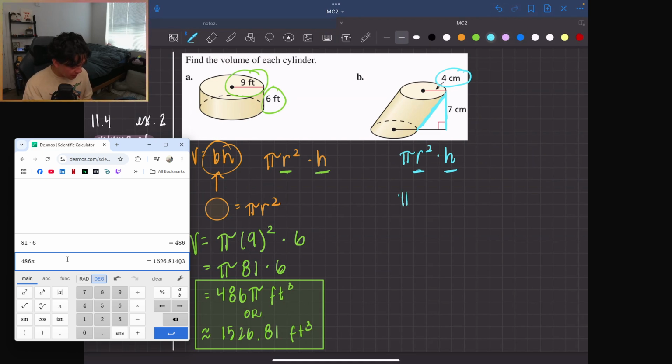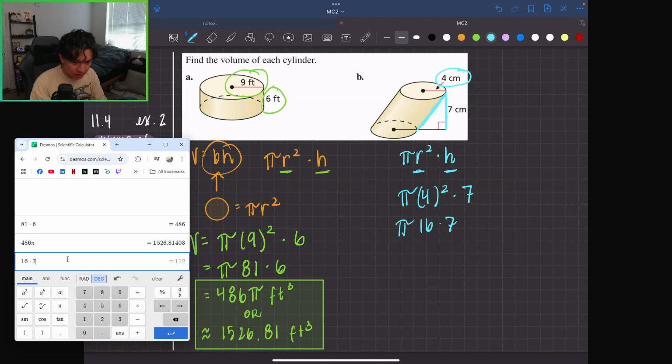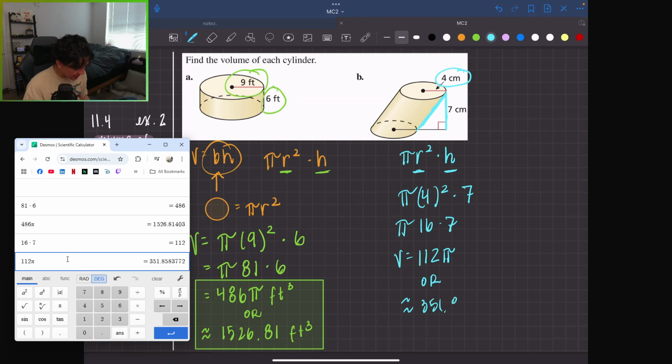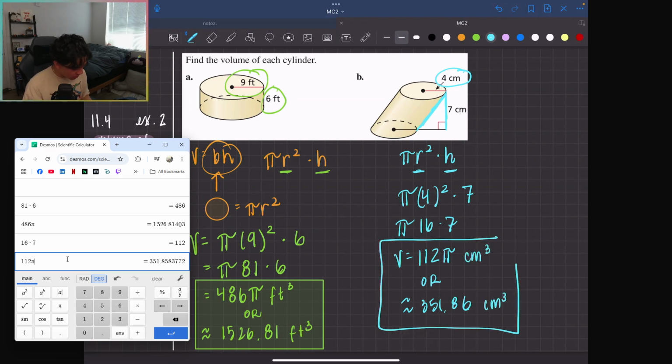So now we have pi times 4 squared times 7. 4 squared is 16, times 7. What is 16 times 7? 112. So in terms of pi, the volume here is going to be 112 pi. Or let's multiply this out. 112 pi also approximates to 351.86. And the measurements here are just going to be cubic centimeters. Cubic centimeters. And that's how you can find the volume of a cylinder.